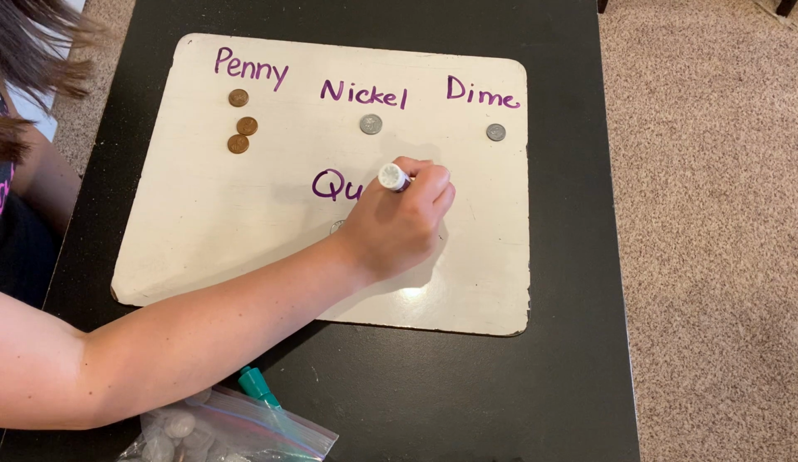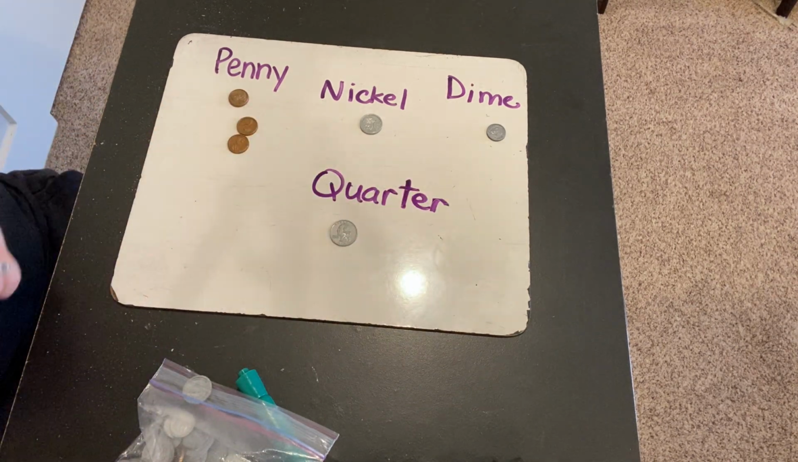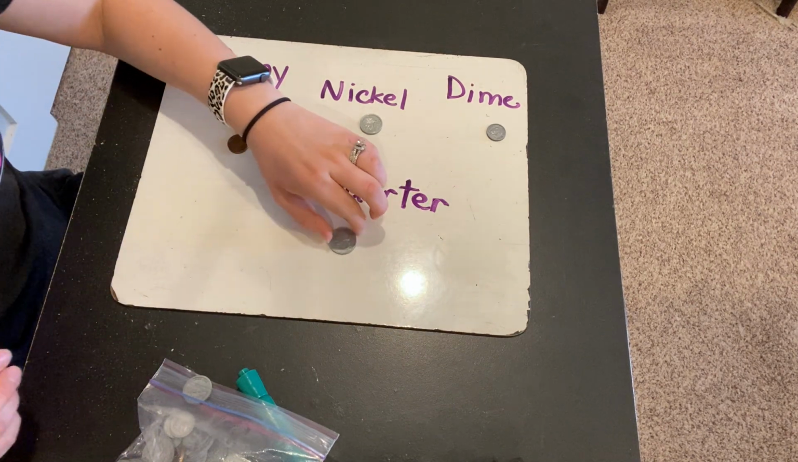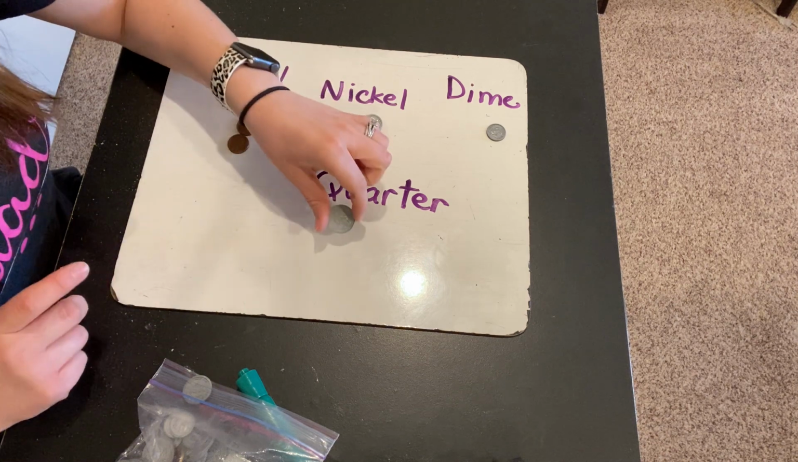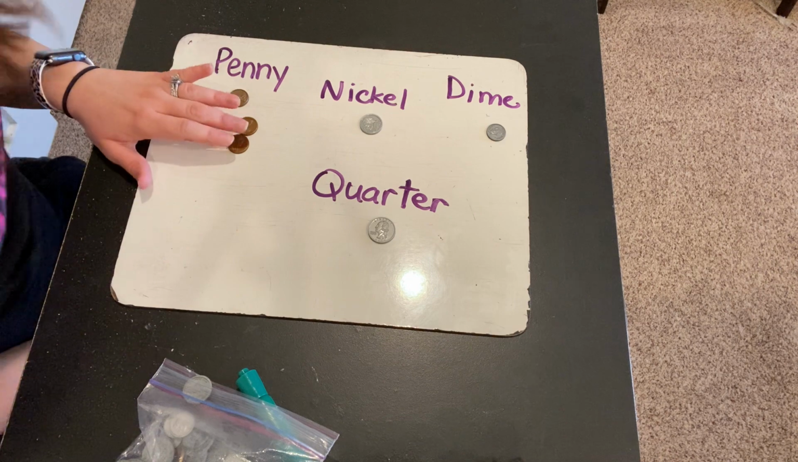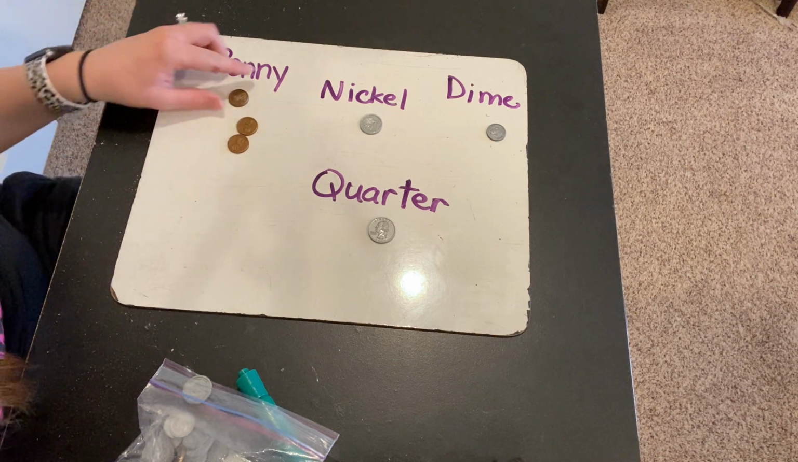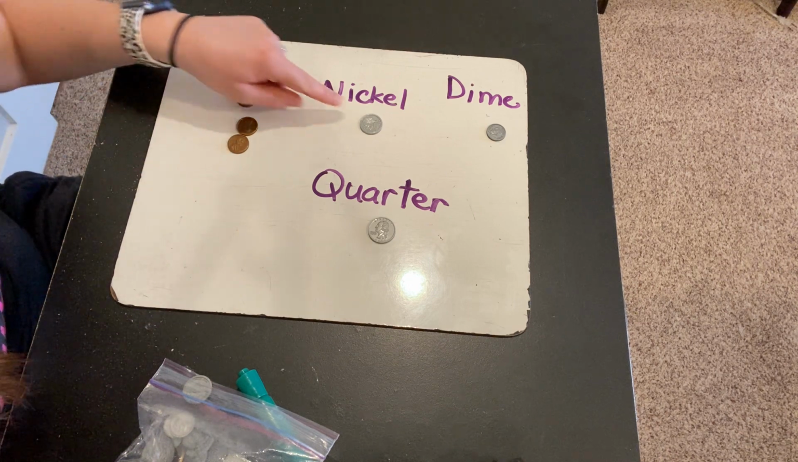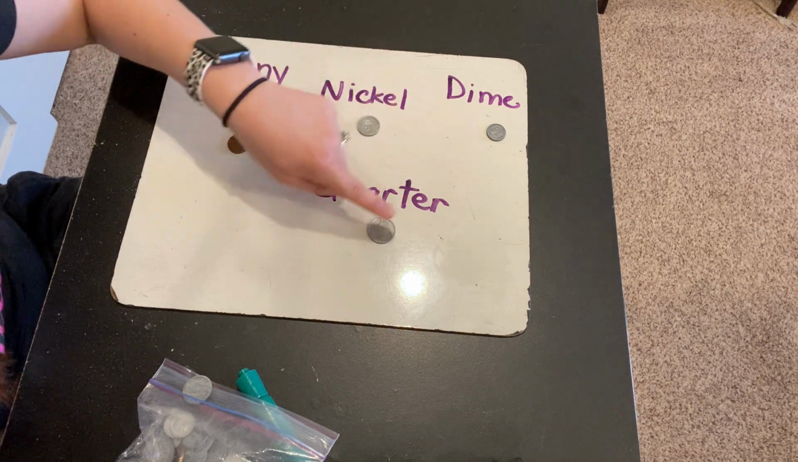And a quarter is worth 25 cents. If you have 4 quarters, you have 1 whole dollar. And again, you don't have to learn this in kindergarten, but it doesn't hurt to know how much each coin is worth. So remember, this is the penny, this is a nickel, a dime, and a quarter.